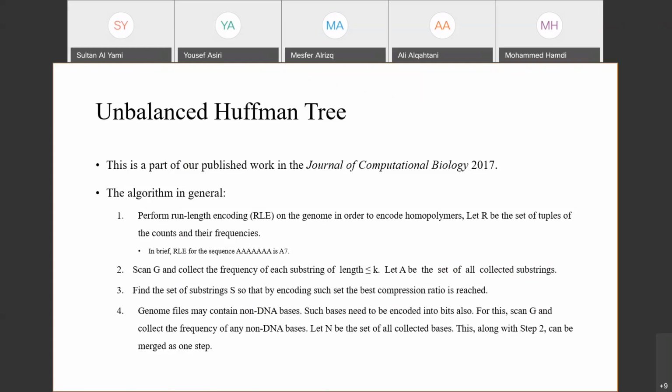First, we perform run-length encoding on the genome in order to encode any repetition of the same base. For example, the RLE for 7 As is A7, and we will have R as a set to collect these tuples. Then we scan the whole genome and collect the frequency of each substring of length less than or equal to K. Then let A be the set of those collected k-mers. Then find the set S which, by encoding, gives the best compression gain. More about this later. After that, since the genome may have non-ACGT bases, those bases need to be collected in a set N. This step can be merged with step number 2.